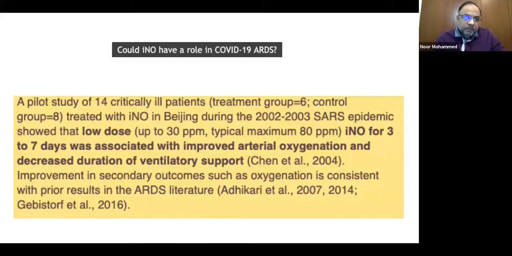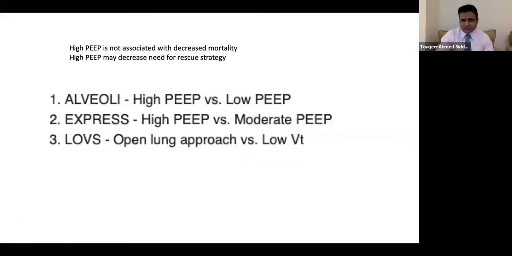So the role of nitrous oxide doesn't do a great deal. I wouldn't waste resources on giving nitrous oxide to this patient, and I haven't seen a huge difference. It may increase the hypoxia part, and if you look at the previous slide also, there are different big studies that have looked at high PEEP versus low PEEP.